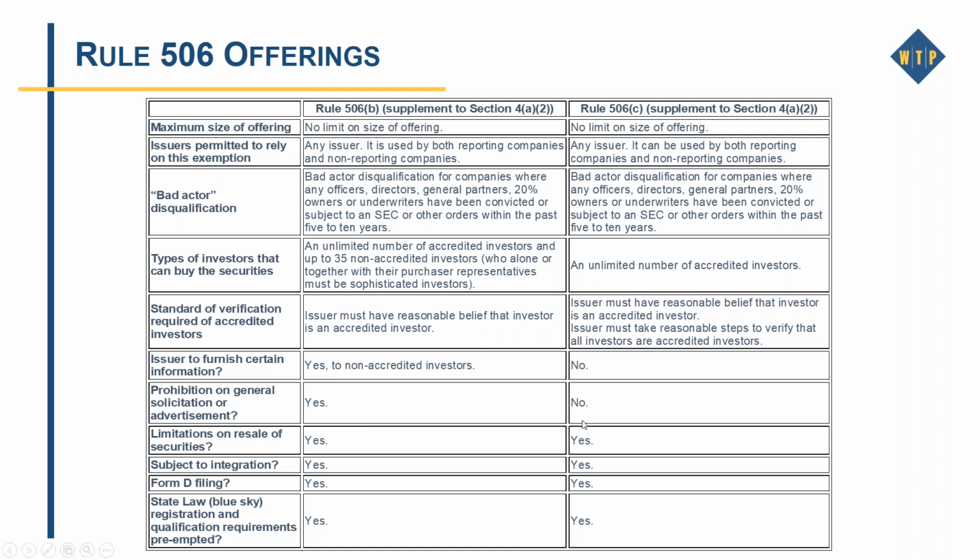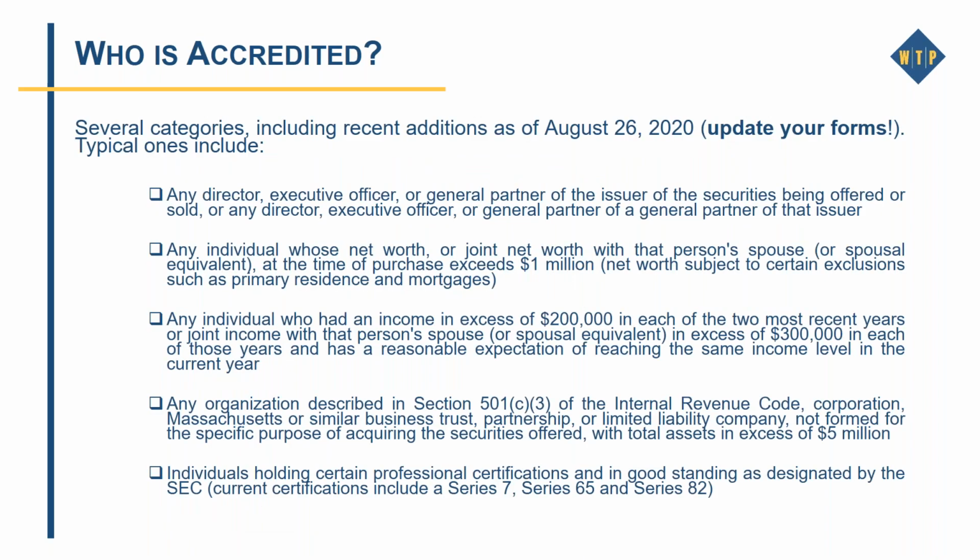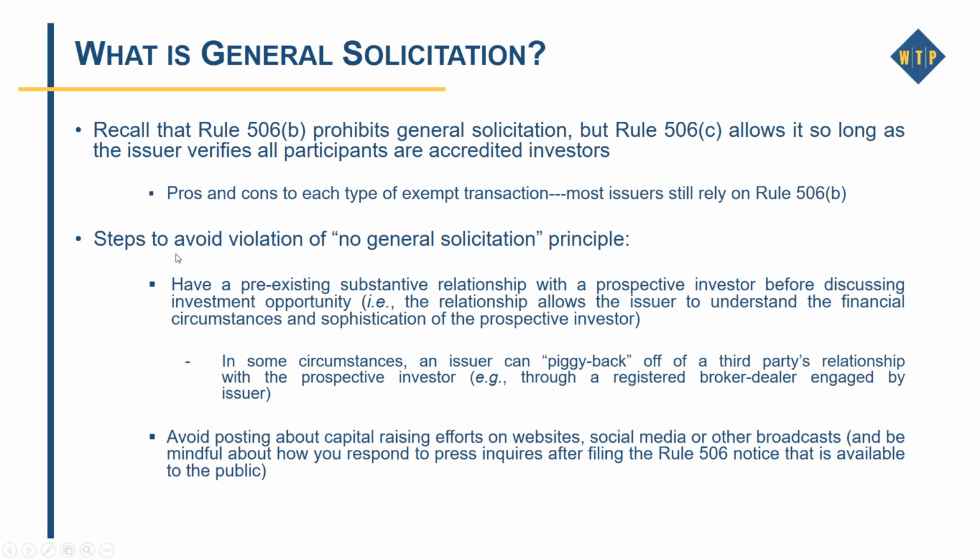506C says you can have general solicitation, so long as everyone's accredited, so long as you've done an investigation to determine that they are so accredited. You communicate out to the world that you're raising money, and you can generally solicit under 506C. And what is general solicitation? Again, 506B says you can't do any general solicitation. 506C says you can, so long as you verify that your people are accredited investors.